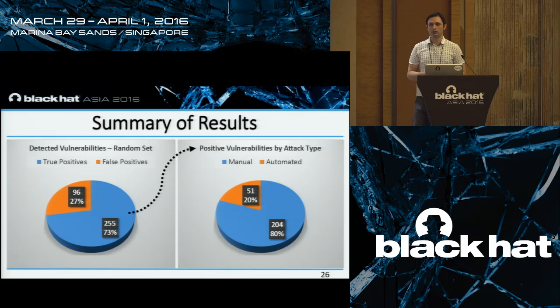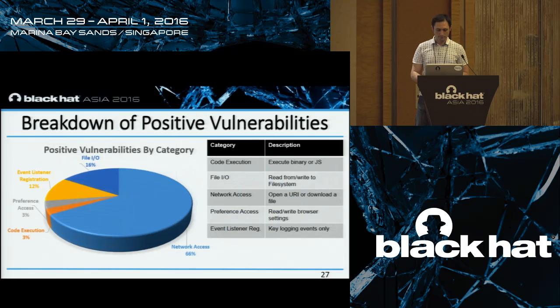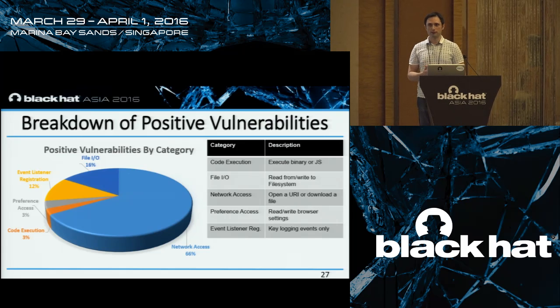20% of them were actually automated. They didn't need any change, any modification, and the rest of them required some kind of modification. So what were those positive vulnerabilities? The majority of them were network access vulnerabilities, but also a significant number of file access, file I/O, and event listener registration.